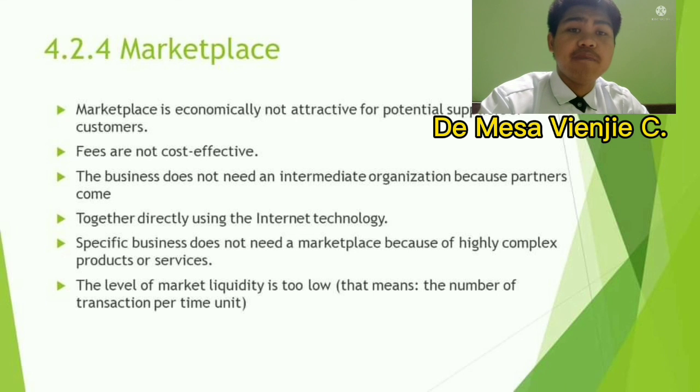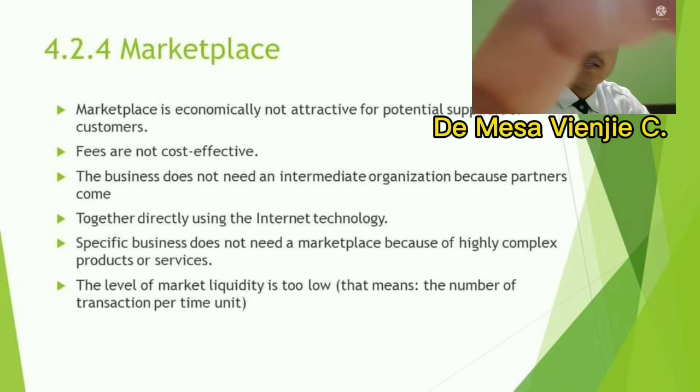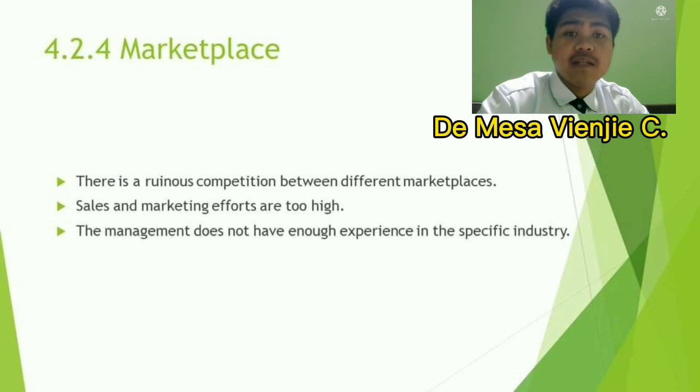Next is the level of market liquidity is too low. That means the number of transactions per unit. Second is there is ruinous competition between different marketplaces. Next is sales and marketing efforts are too high. And the last one is the management does not have enough experience in the specific industry.